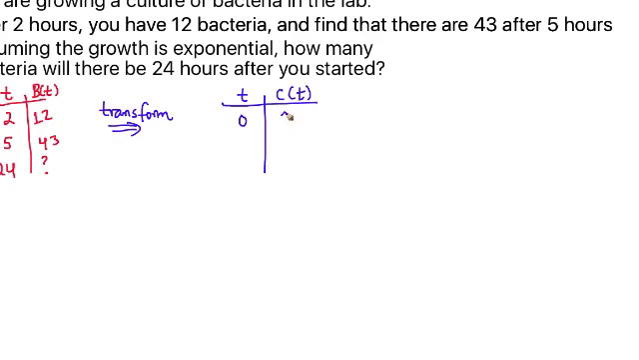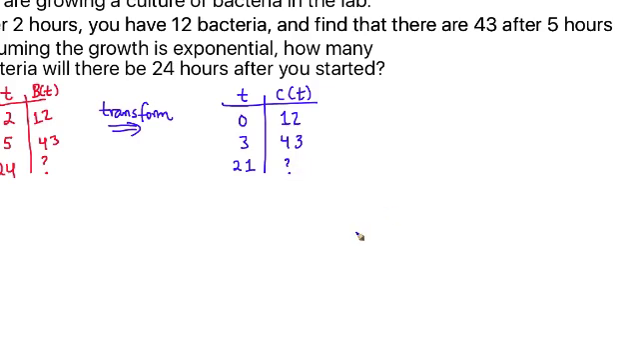When t is equal to 0, there are 12 bacteria. And then 3 hours later, right, from 2 to 5 is 3 hours, so 3 hours later, there's going to be 43 bacteria. And the question is, after, instead of 24 hours, at t equals 21 hours, in other words, 19 hours after this time here, from 5 to 24 is 19 hours, from 3 to 21 is 19 hours, how many will there be?